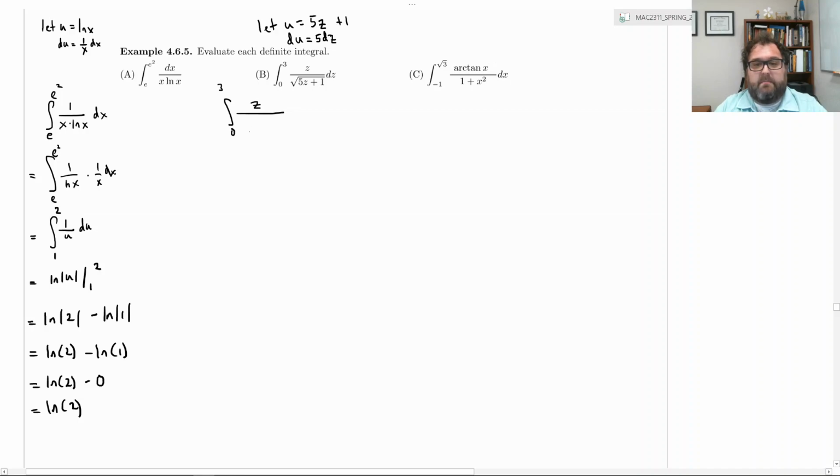A z up top, and a radical 5z plus 1 on the denominator, dz. Now, if we try to immediately apply our substitution, what happens? On the denominator, well, that's nice because it just reduces to the square root of u. That works out well. But notice on the numerator, I have z dz. Ooh, yikes!